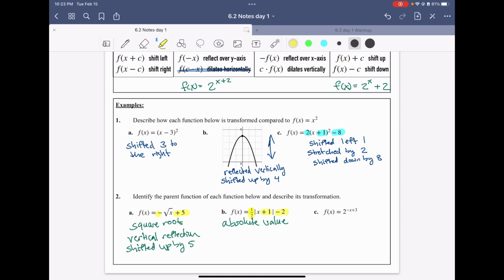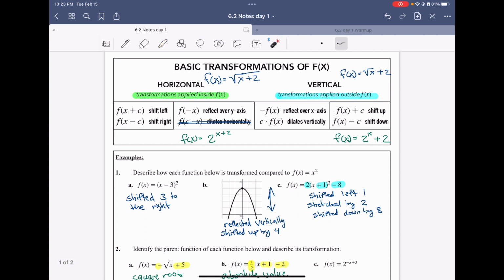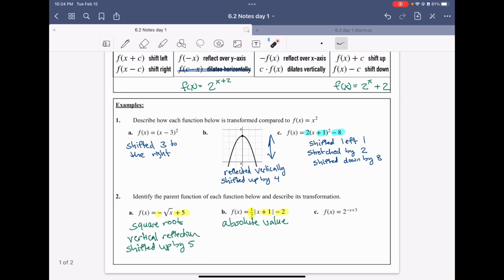So first I'm going to see if anything's happening inside the function. I'm going to look for things that are transformations that are happening inside the function. Those are going to affect it horizontally. So I have, inside my function, meaning inside my absolute value signs, a +1. So that is going to shift me left. So shift left 1. All right, so I've taken care of that one.